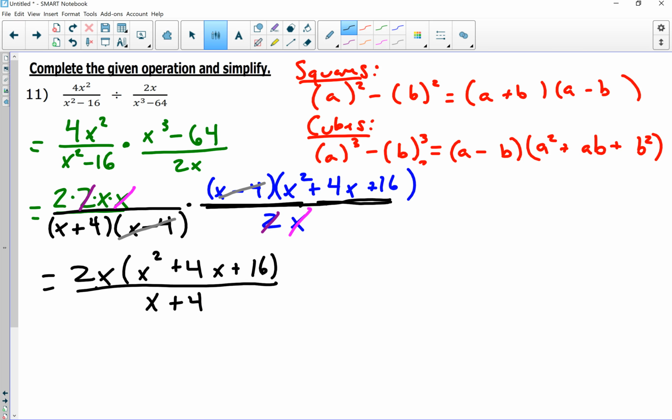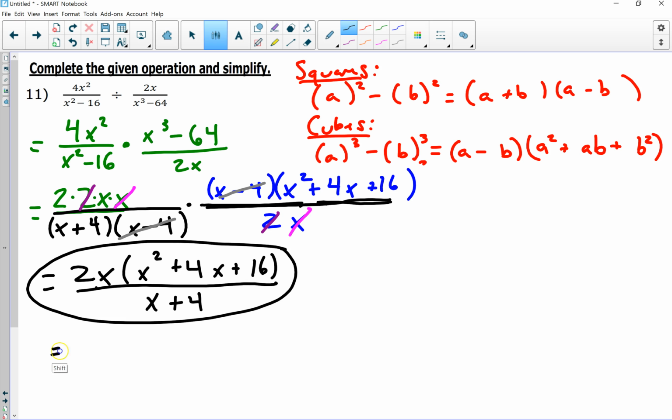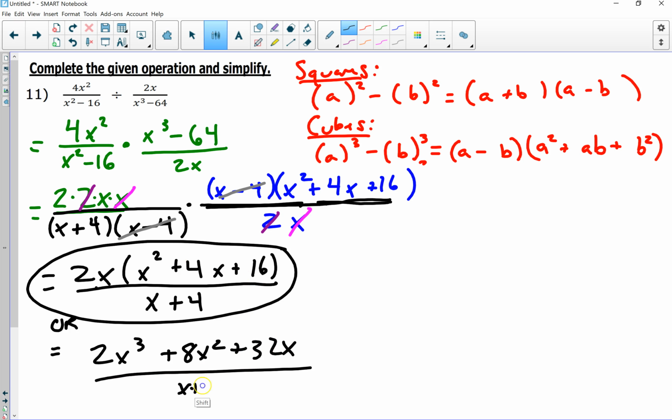So that would be one way to write the final answer, and I'm fine writing it that way because on the homeworks you guys got very accustomed to leaving your answer in the factor form, and that's fine. However, if you did distribute your 2x through to perform the complete multiplication on the top, I'd still accept that. So the alternative answer if I did distribute would be 2x cubed plus 8x squared, and 2 times 16, that's 32x, all over x plus 4. So either one of those on the purpose of an exam would be fine.